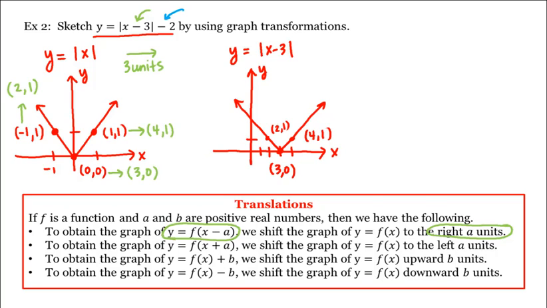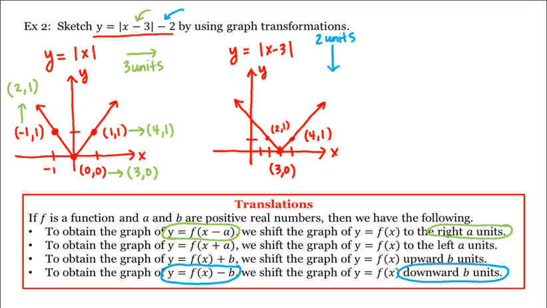All right, and finally, what does this -2 do to this second graph here? Well, we're down in this last case here, aren't we? We are subtracting a positive number from the y value, which means we're going to shift this second graph downward by b units, or by 2 units. So we shift this down 2 units.